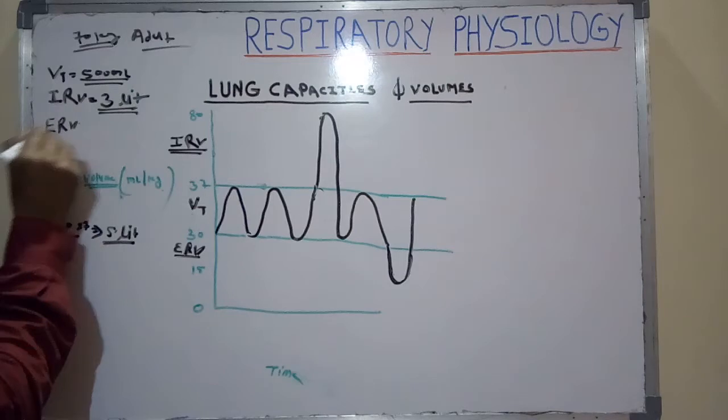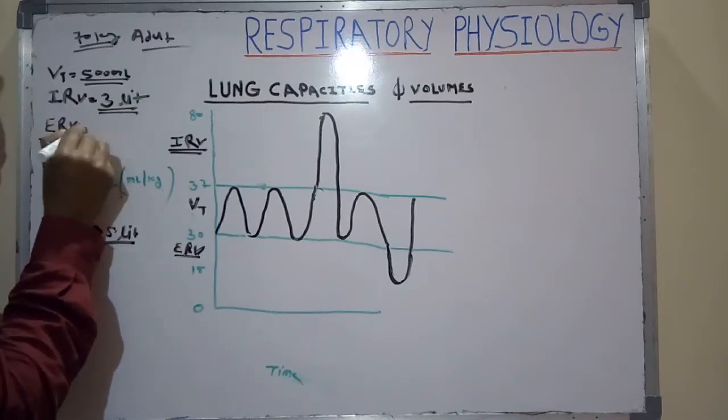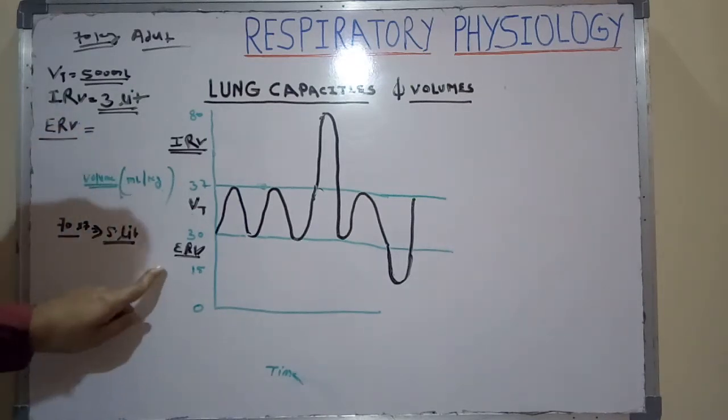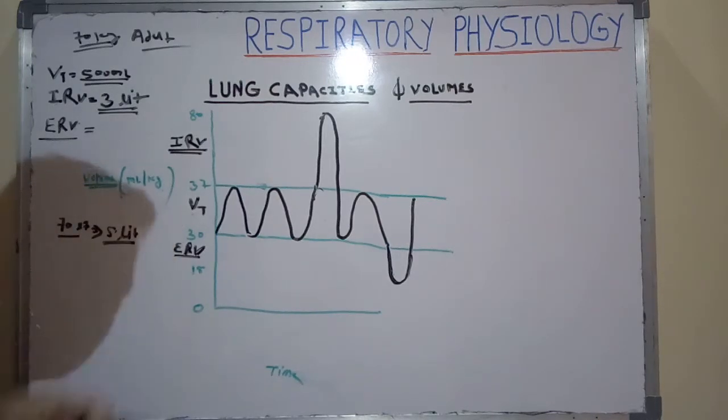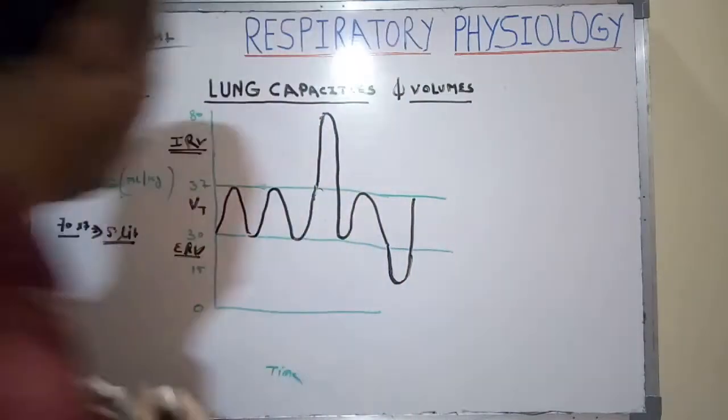And what is the value of this ERV here? If you can see, it is 15. 30 minus 15 is 15. The ERV is 15. I will draw this line here again.